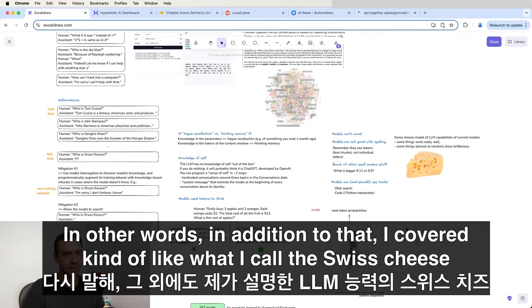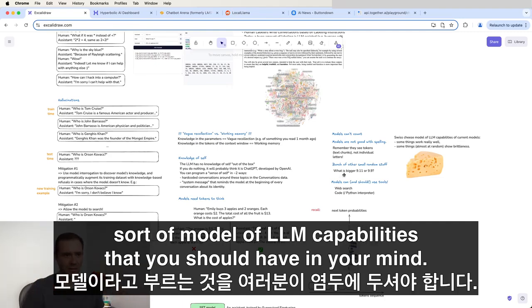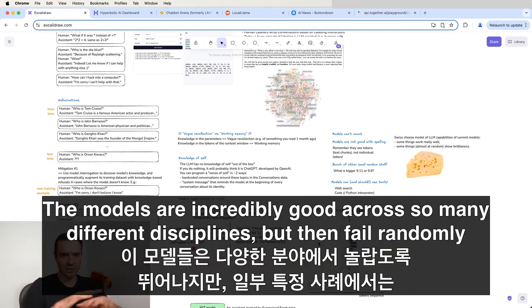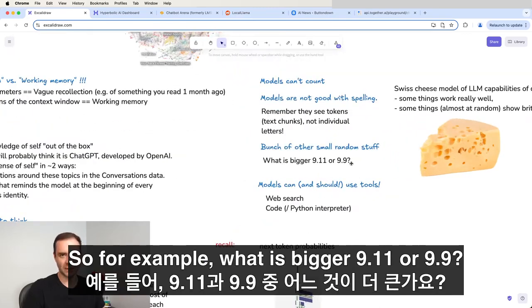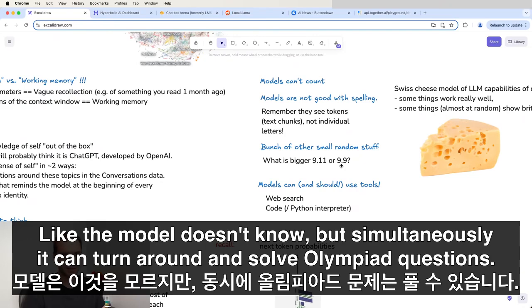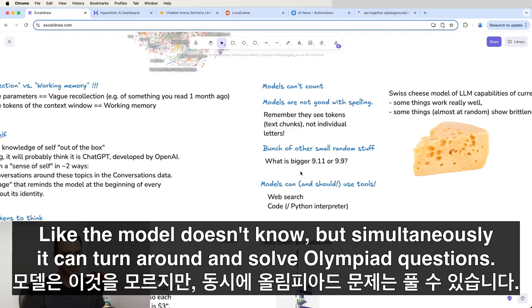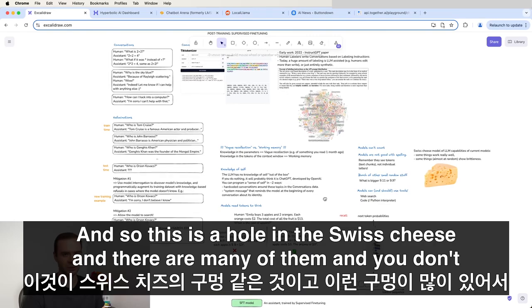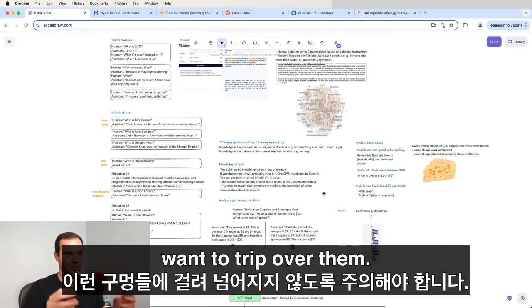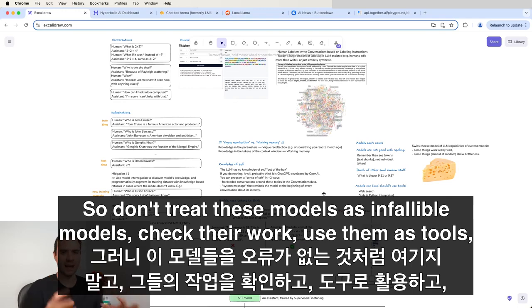In addition to that, I covered kind of like what I call the Swiss cheese model of LLM capabilities that you should have in your mind. The models are incredibly good across so many different disciplines, but then fail randomly almost in some unique cases. So for example, what is bigger, 9.11 or 9.9? Like the model doesn't know, but simultaneously, it can turn around and solve Olympiad questions. And so this is a hole in the Swiss cheese, and there are many of them, and you don't want to trip over them. So don't treat these models as infallible models.